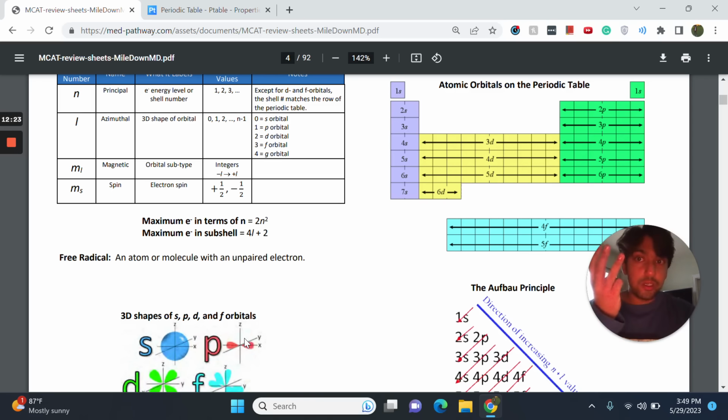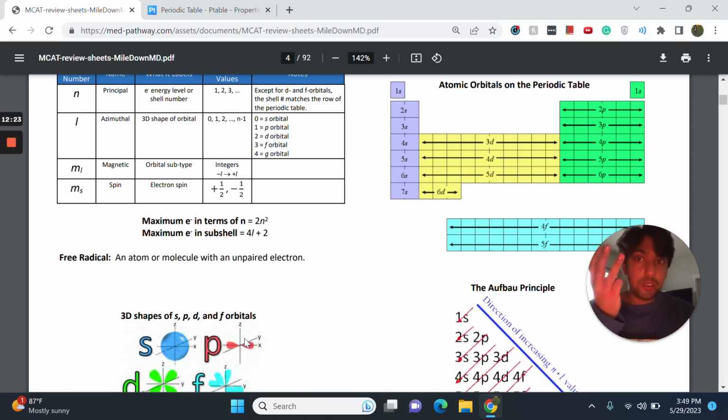I'm going to repeat that again. You can figure out how many orbital subtypes there are by taking the l. The l depends on which orbital you're looking at, and you can count how many orbital subtypes there are. You multiply that by 2 because each orbital subtype has 2 electrons. If you do that, you'll get the number of electrons that orbital contains.